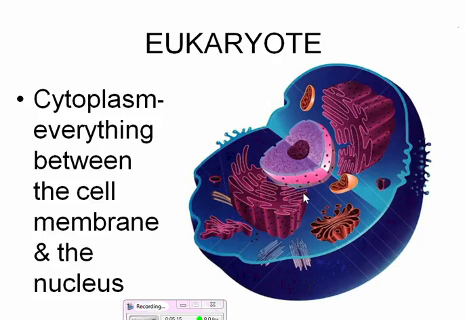First one is the cytoplasm. The cytoplasm is everything between the cell membrane, right here, along here, and the nucleus. So that includes all the other organelles. So the cytoplasm is all the liquidy stuff called cytosol that's inside and surrounding all the organelles between the nucleus and the cell membrane.